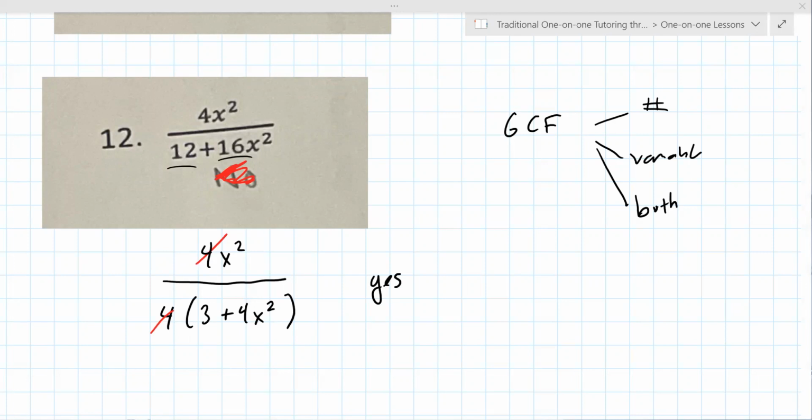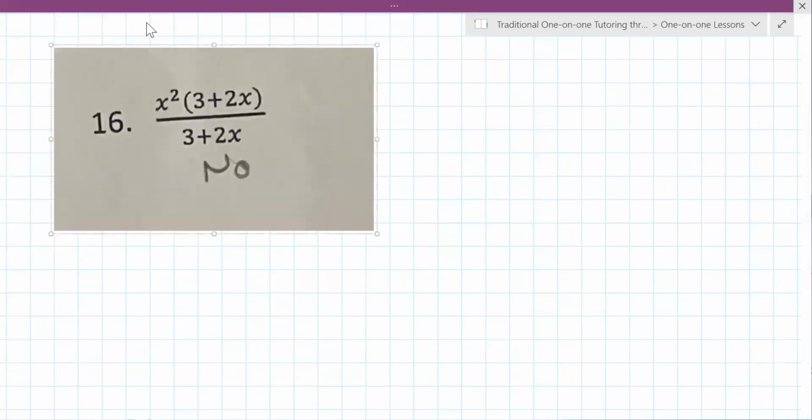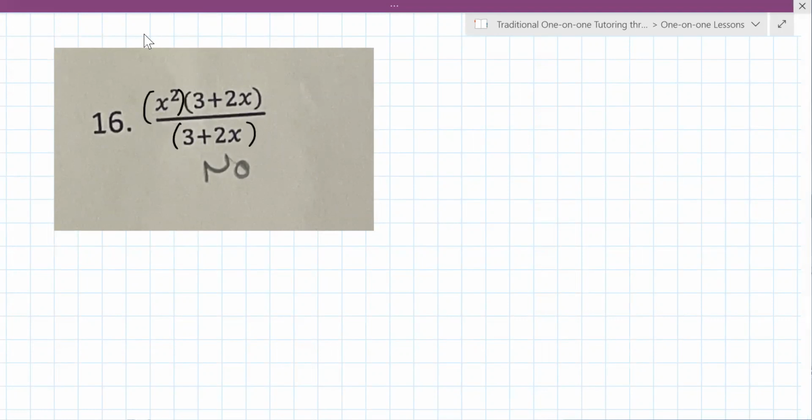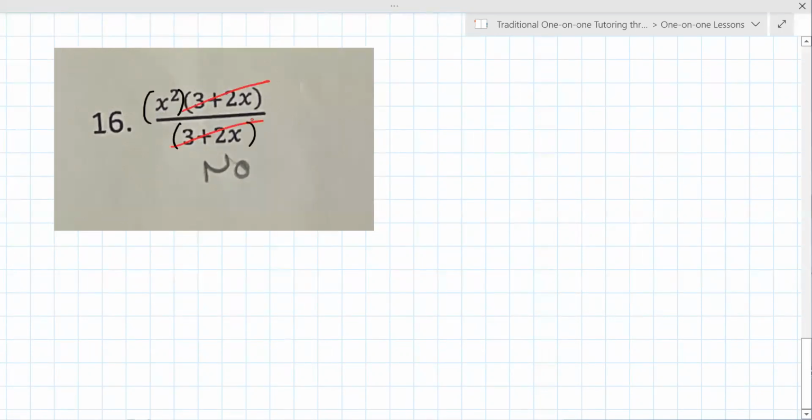13 is good, 14 is good, 15 is good. 16 is, just take another look at 16. Maybe you can see it now, what cancels, now that we've done a couple of these. Do you see anything that cancels now? One of the x's. Nope, it's got to be in parentheses. It's got to be entirely in parentheses. The 3. 3 plus 2x. So that's why I've been putting parentheses around everything, because it really helps to identify what can and cannot cancel, because they have to be in parentheses.